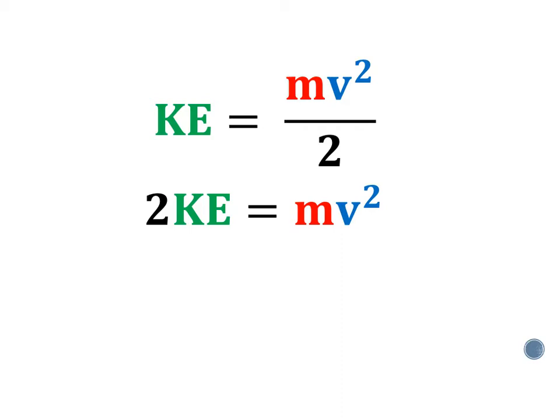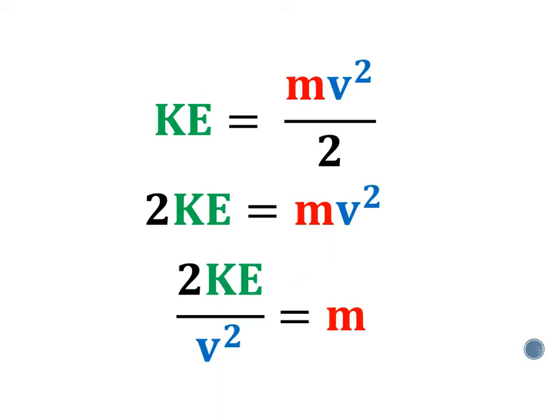Now, again, we want to get mass all by itself. So the very next thing that we're going to do is divide by V squared. Whatever you do to one side, you do on the other side. That cancels it out over here, and so we're left with our basic equation. Mass is equal to 2 times the kinetic energy divided by the velocity squared.